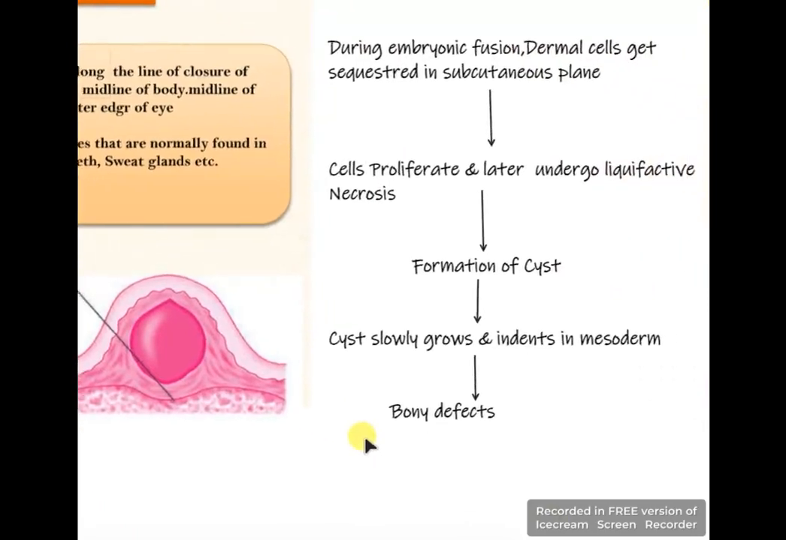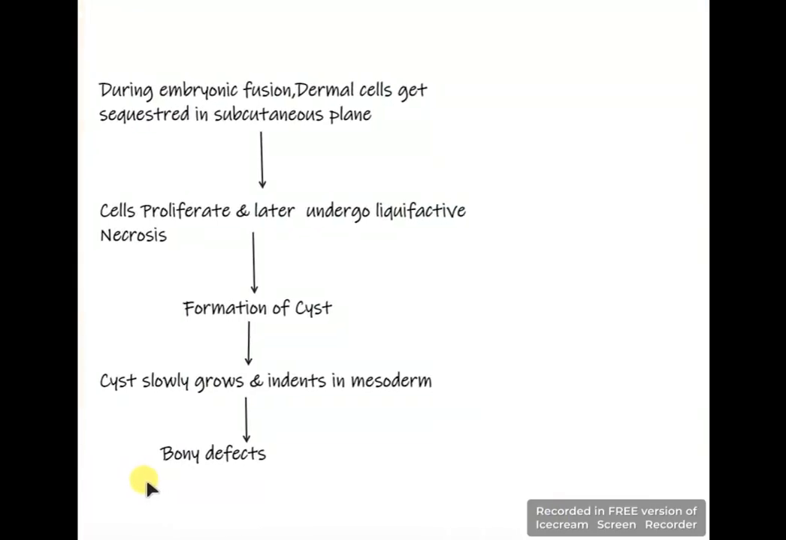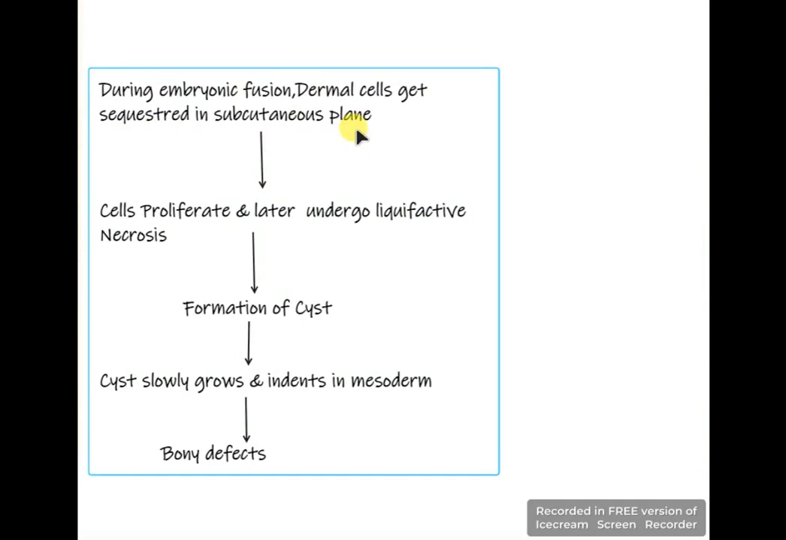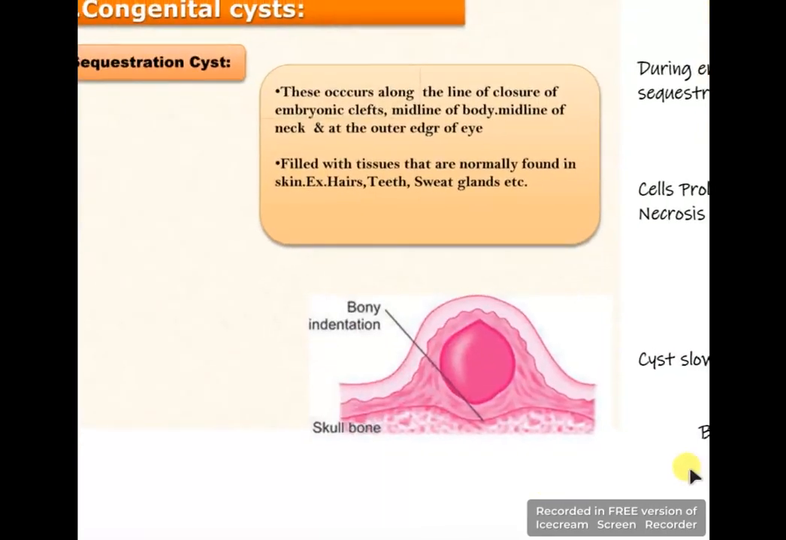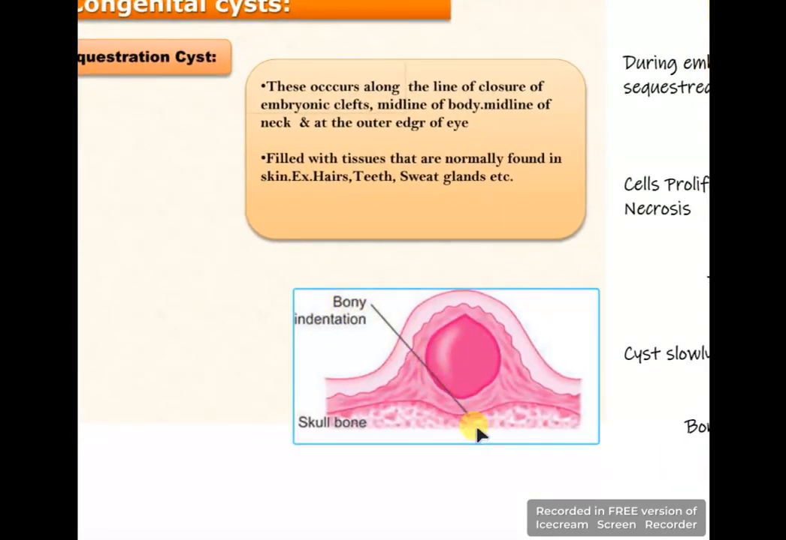What actually happens in dermoid cyst? See here that during embryonic fission, the dermal cells get sequestrated in the subcutaneous tissue plane. After that, these cells proliferate and later undergo liquefactive necrosis. These necrosed tissues get collected in the form of a cyst. Sometimes this cyst slowly grows and indents into the mesoderm also, which may cause bony defects. Here is the diagram. We can see the bony indentation in the bone due to this sequestration dermoid cyst.